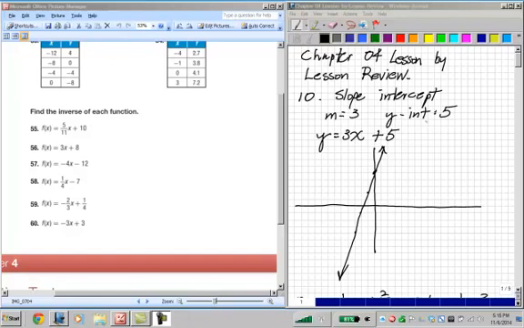Chapter 4, lesson by lesson review. I'm doing the even problems just to kind of give a different approach to stuff. Okay, number 10, slope-intercept form. The slope equals 3 and the y-intercept equals 5.